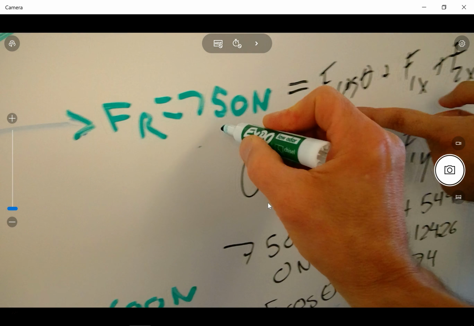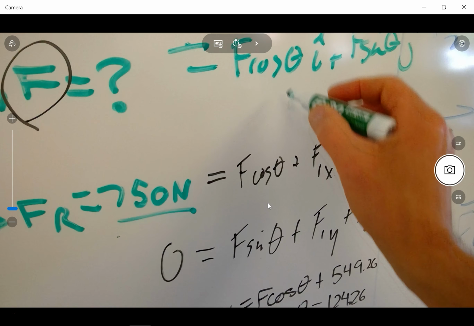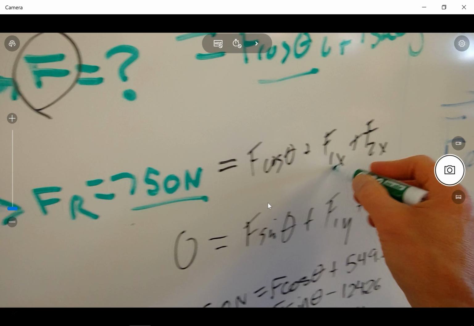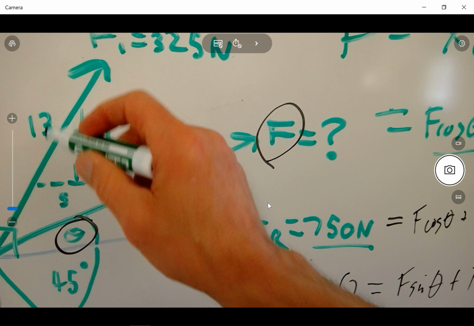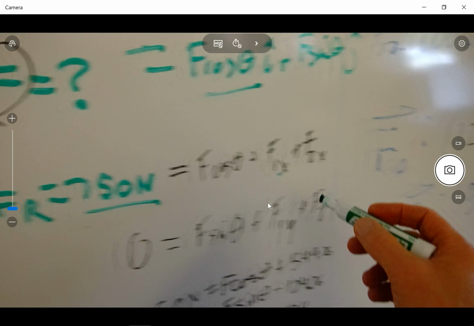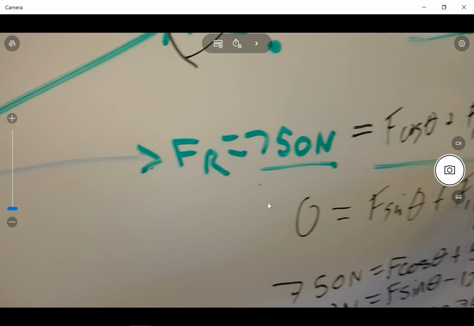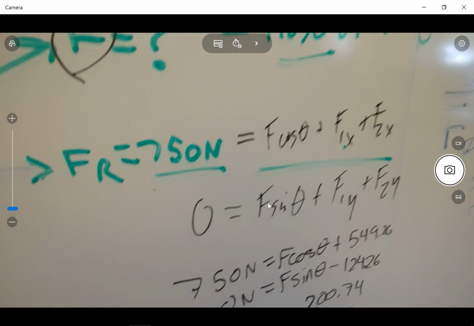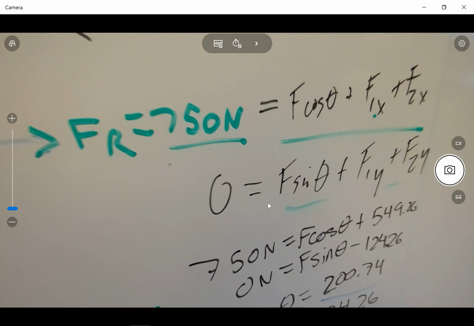So you said 750 has to equal f cosine of theta, the x component of that force, plus f1x, which is 5/13 times 325, plus f2x, which is 600 cosine of 45. That has to equal 750. Cool. And then the sum of these y components has to equal 0.